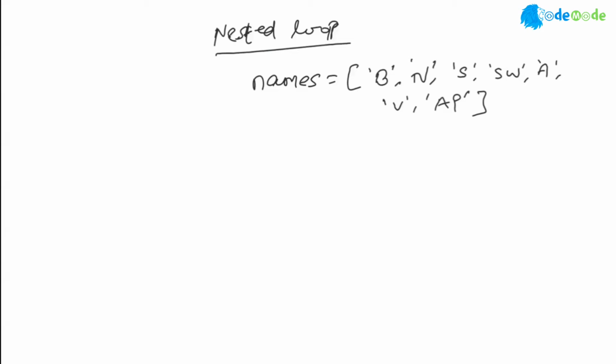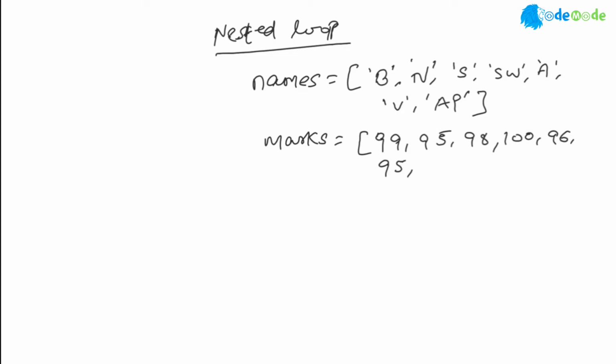And say I have the numbers, their roll numbers, or I have their marks. Let's say marks. Marks equal to, let's say, 91, 95, 98, 100, 96, 95, and another number 97. Now I have got two lists. So in one list, I need to iterate this list from here to here like this. And then I also want to iterate this list from here to here.